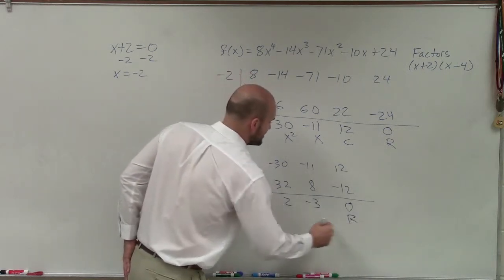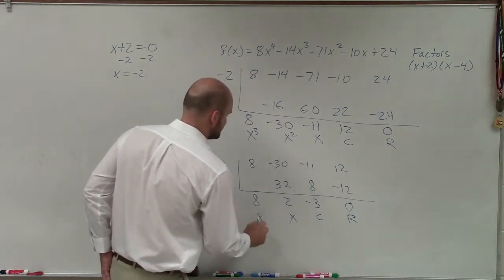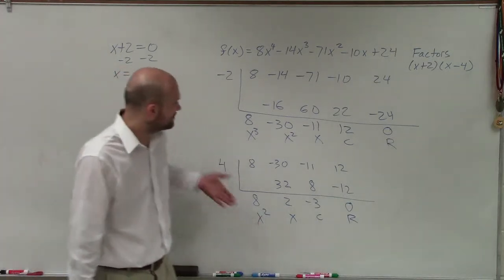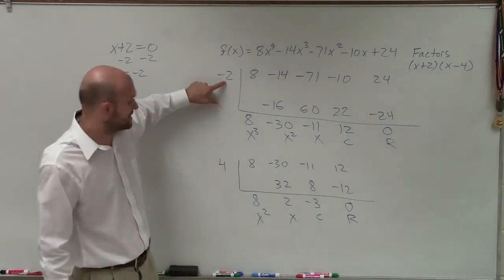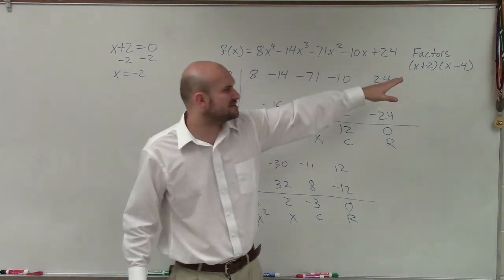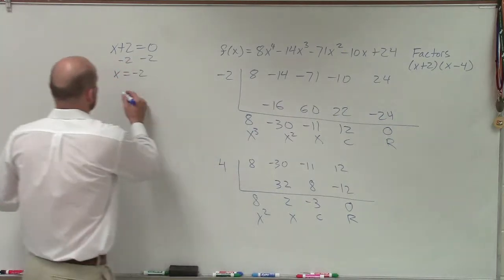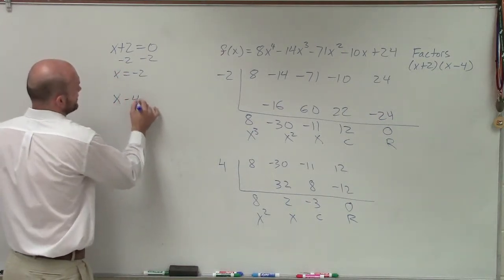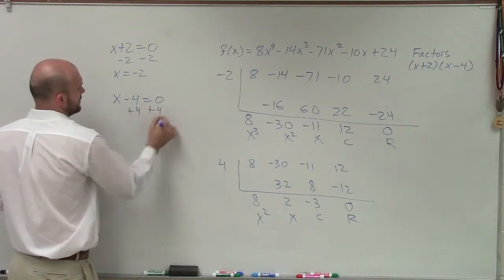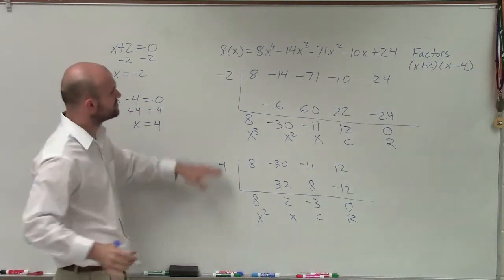So that's my remainder, constant, linear, and quadratic. So now I've determined that negative 2 is a 0. We already know that. Positive 4 is a 0, and of course, why didn't I use negative 4? Because remember, we set our factors equal to 0 to find the 0. So I add 4, so x equals 4. So that's why I use 4 in there.